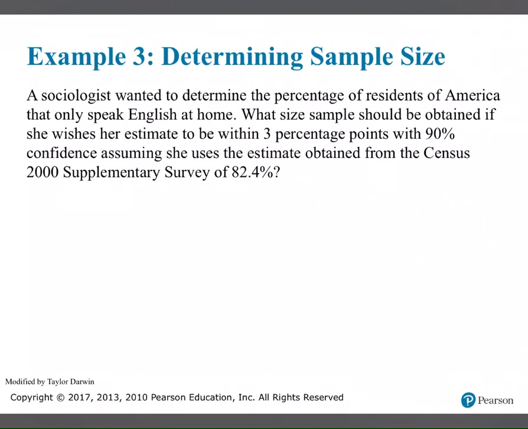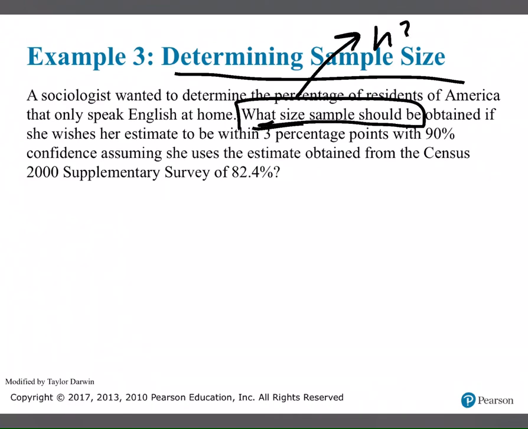Alright, so we're going to use this formula. We want to determine a sample size. A sociologist wanted to determine the percentage of residents of America that only speak English at home. What sample size should be obtained if she wishes her estimate to be within 3 percentage points with 90% confidence, assuming she uses the estimate obtained from the Census 2000 supplementary survey of 82.4. Okay, so we know that we're going to be using this new formula when it says what sample size should be obtained. We're looking for n. We don't know n.